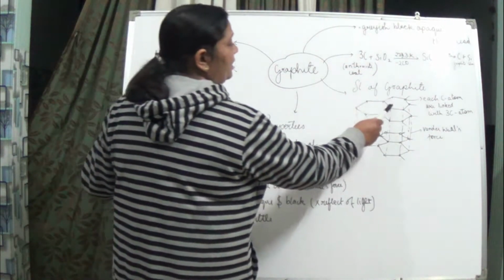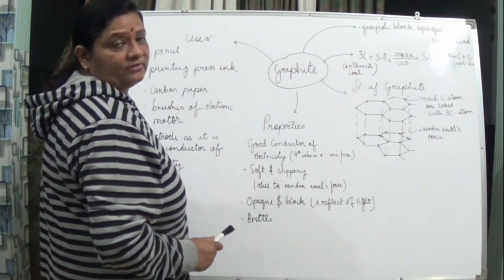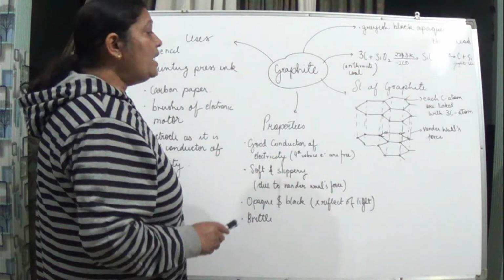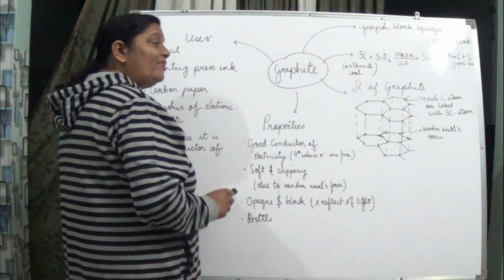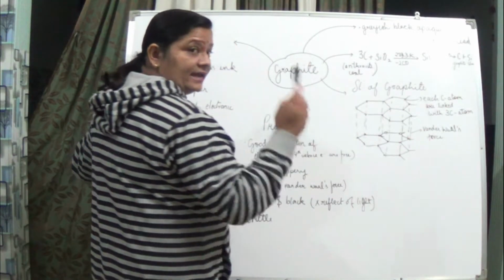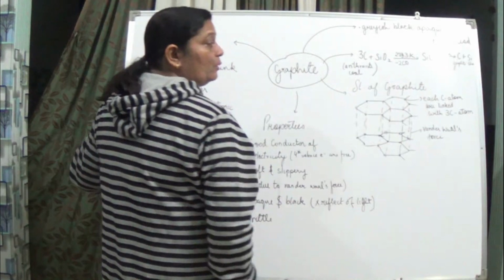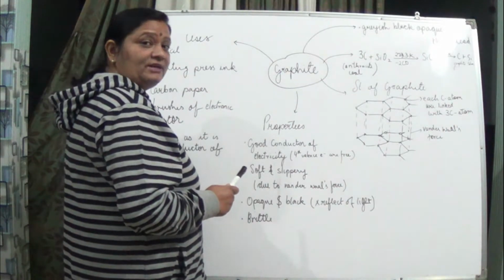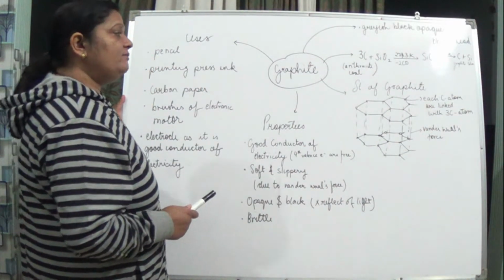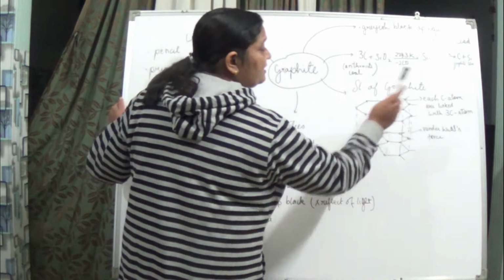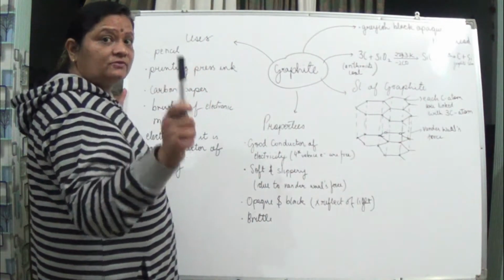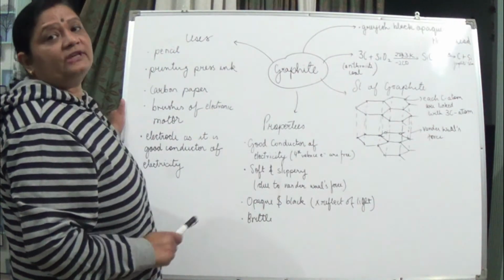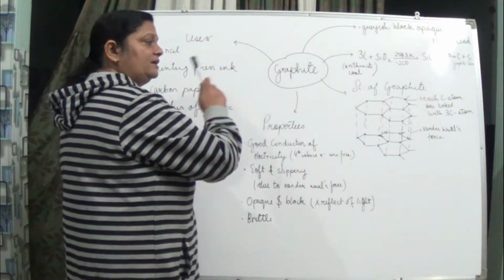When we study the structure of graphite, you can see the hexagonal rings over here. In graphite, hexagonal rings of carbon atoms are present. Each carbon atom is joined to 3 other carbon atoms, and the 4th electron is free. When the electrons are free, it will conduct electricity. So each carbon is linked with only 3 carbon atoms, and the 4th one is free, which makes graphite a good conductor of electricity.